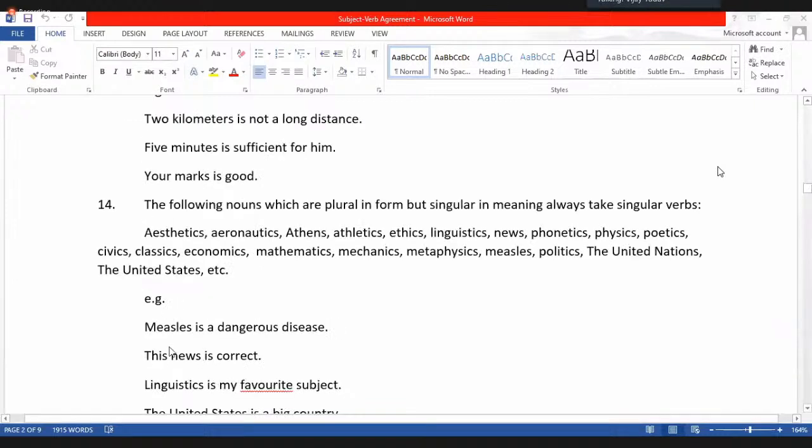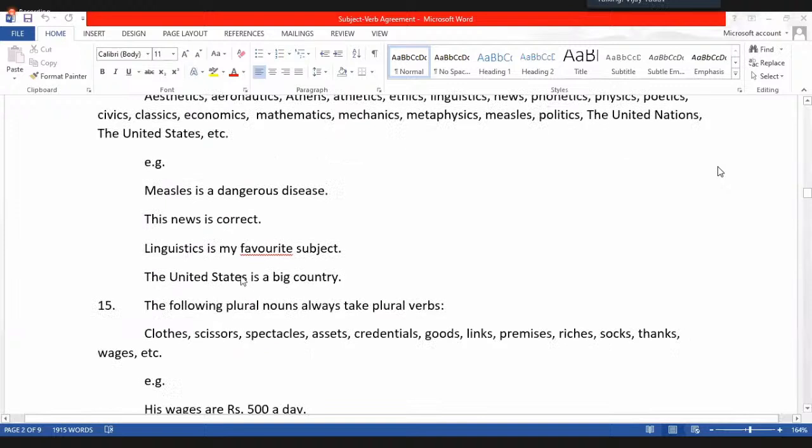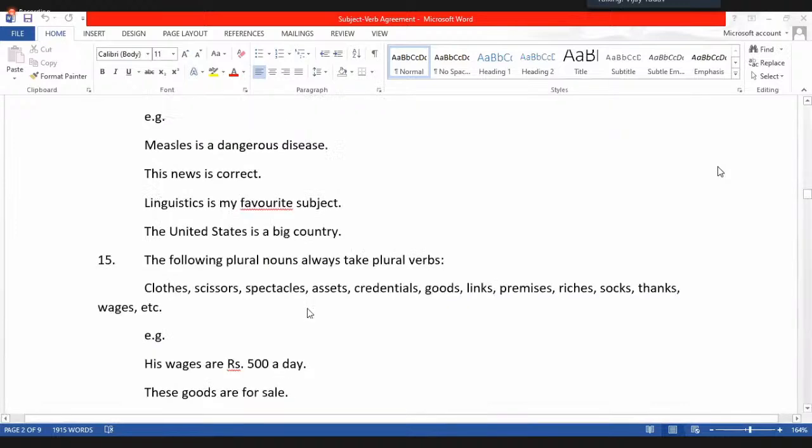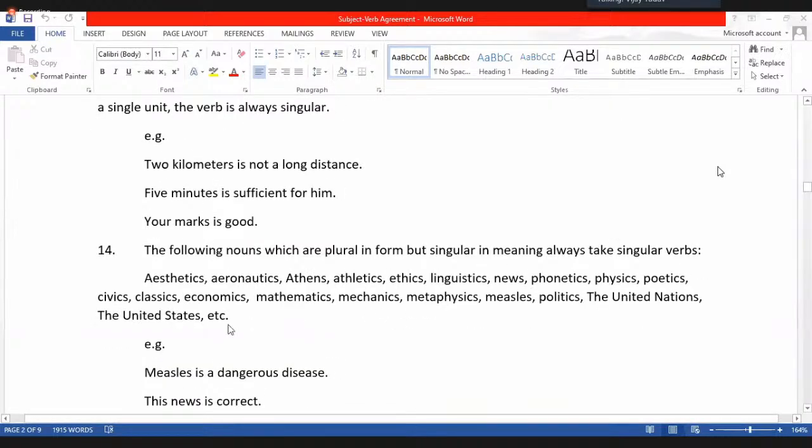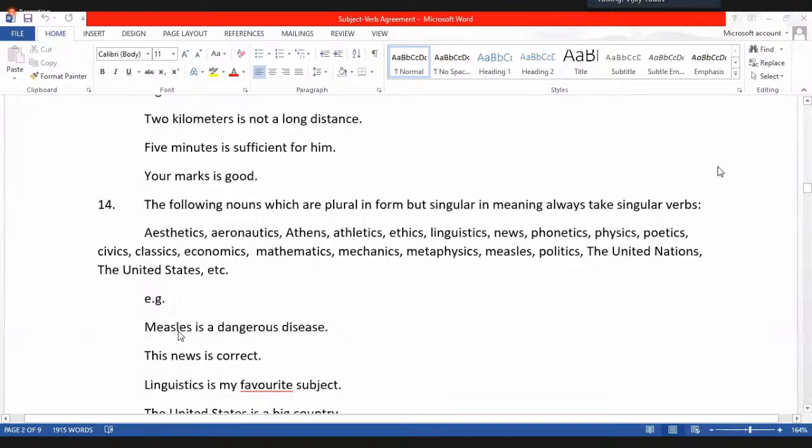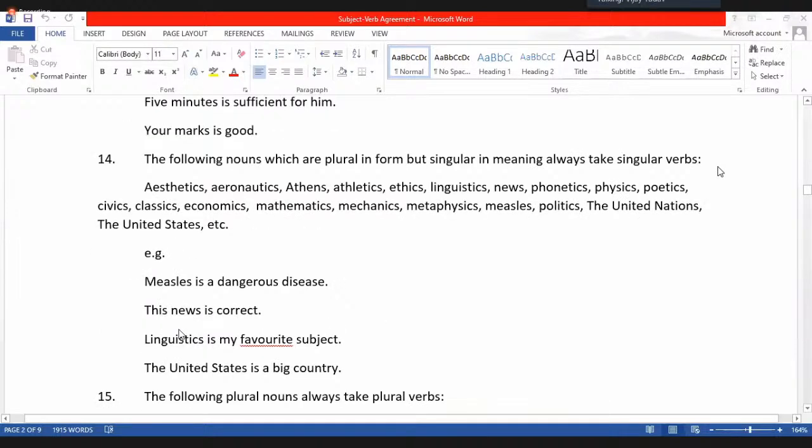Here you have: measles is a disease, a dangerous disease. This news is correct. Linguistics is my favorite subject. The United States is a big country. Okay. So you have to remember all these words. If you remember, only then can you benefit.